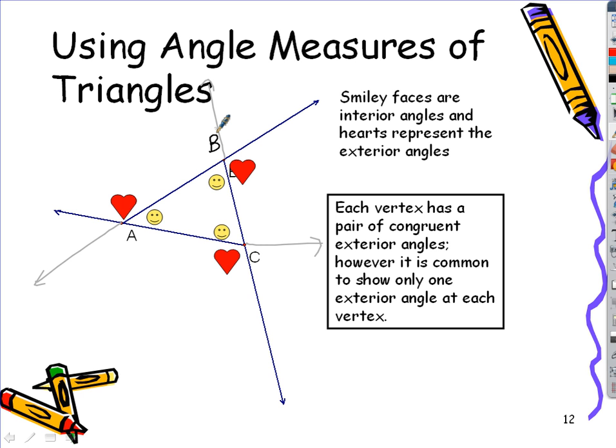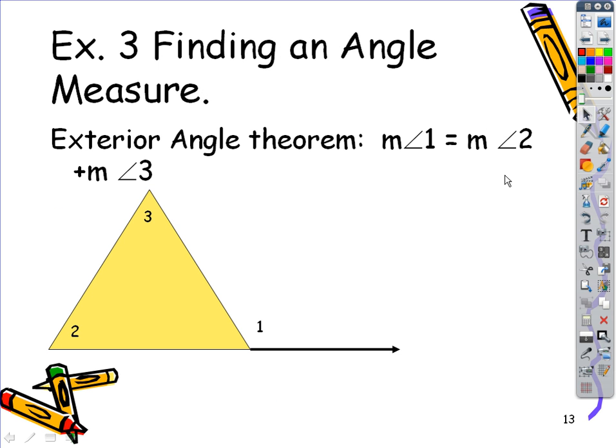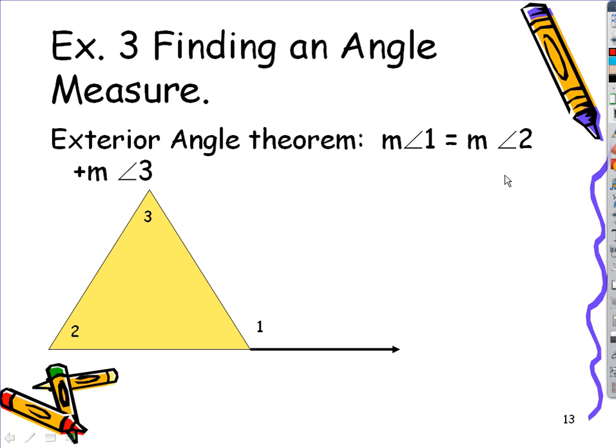You can do this any way, as long as you just take one side of the triangle and extend it out as a ray. Whatever angle you make there that's less than 180 is going to be the exterior angle that goes with that vertex. Okay? So what do we do with these exterior angles? We have an exterior angle theorem that comes in handy.